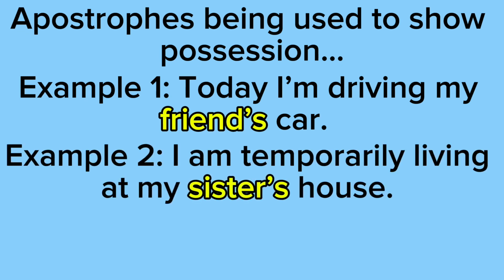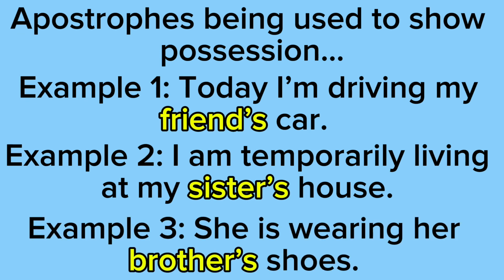Example 2 says, I am temporarily living at my sister's house. As you can see, we use the apostrophe before the S in sister's to show possession because the house is my sister's. The house belongs to my sister. Example 3 says she is wearing her brother's shoes. As you can see, we use the apostrophe before the S in brother's to show possession. The shoes belong to the brother.